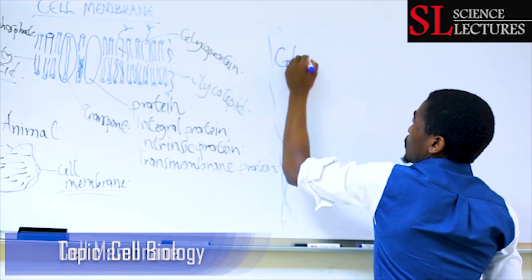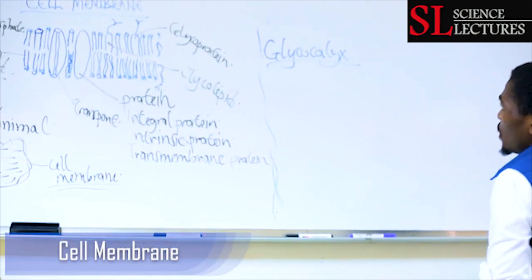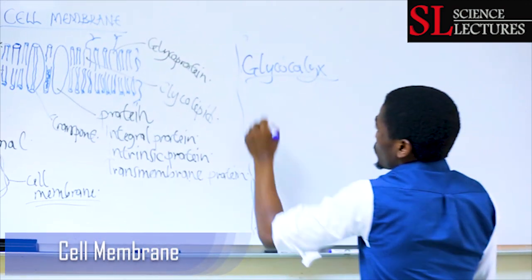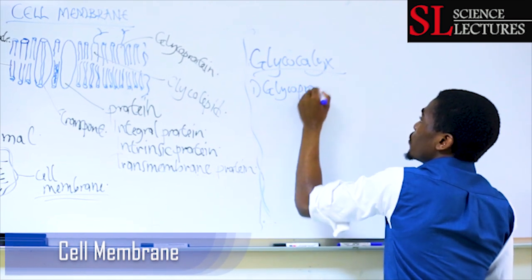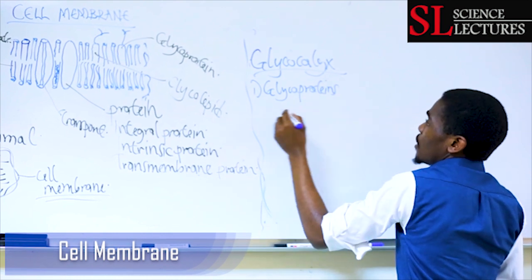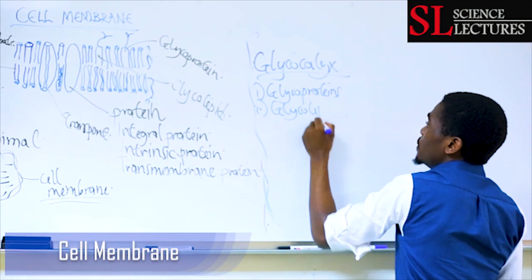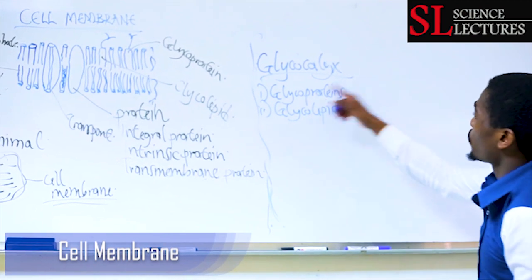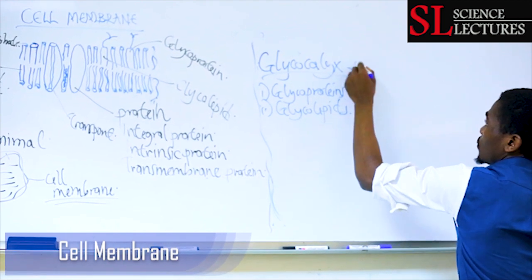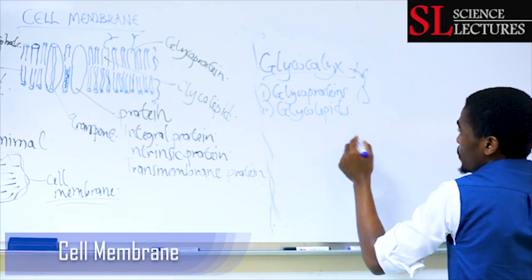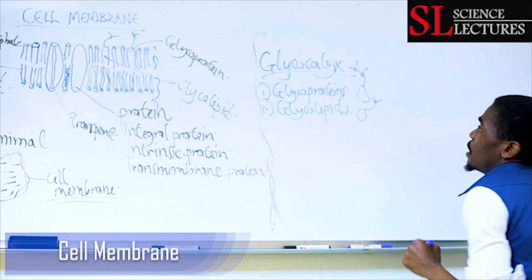Glycocalyx. So we are going to have a look at our glycocalyx. And we say the glycocalyx is a combination of two things. Those are the glycoproteins and the glycolipids. So we say glycoproteins, we have a protein with a sugar attached. Glycolipid, we shall have a lipid. Let's say this is our lipid and a sugar attached to that lipid.